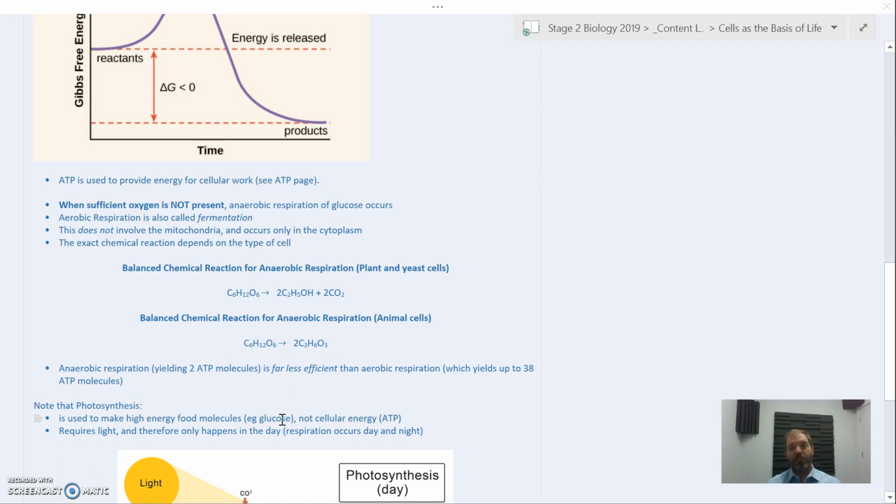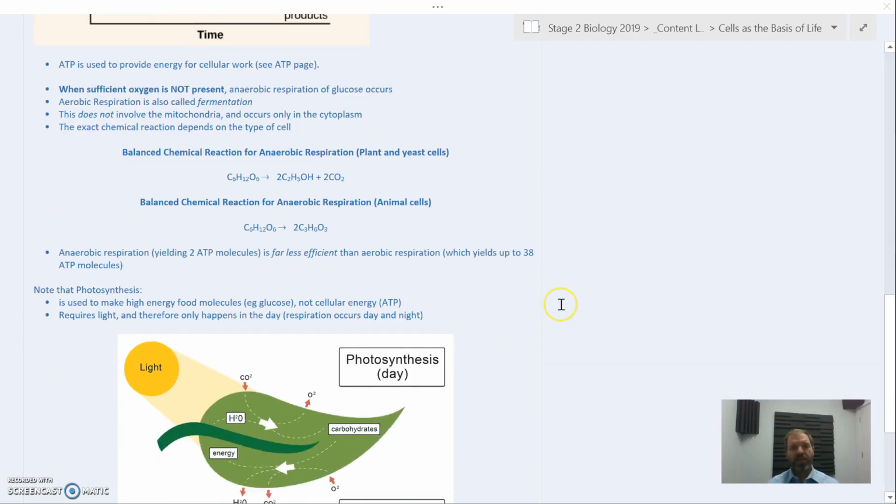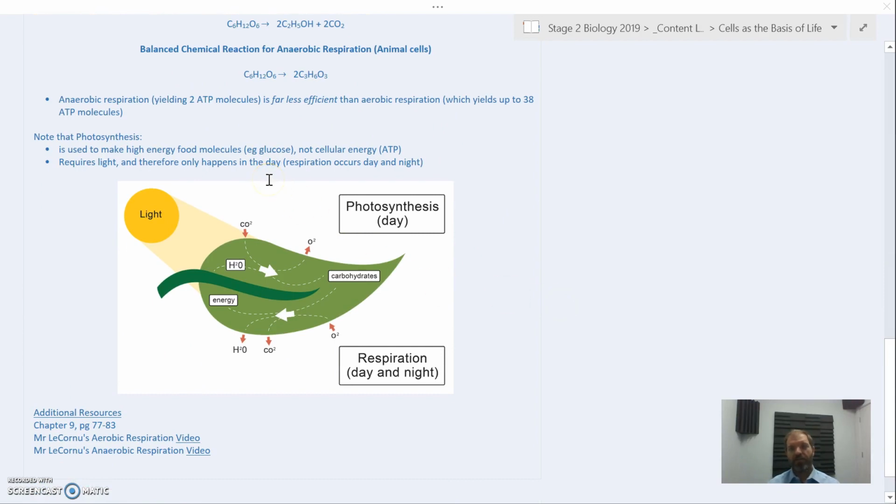As I said, the yield for the anaerobic respiration, which is sometimes also called fermentation, is much lower, only 2 ATP compared to up to 38 for aerobic respiration. So that's an important point to remember. Just another point to make here, so now we've talked about photosynthesis and respiration, is that photosynthesis happens in the day and requires light. So in a plant leaf here, we've got light driving CO2, making oxygen and carbohydrates with water coming in from the roots. But that can only occur when the light is present.